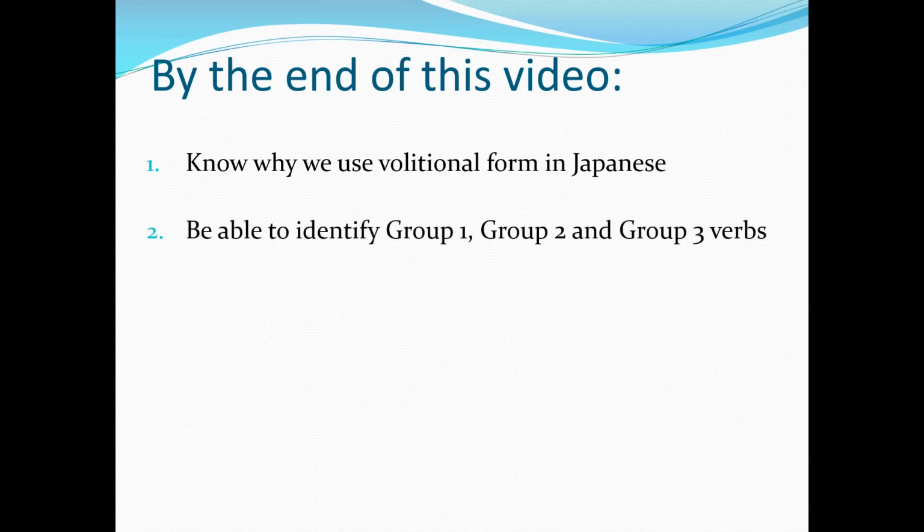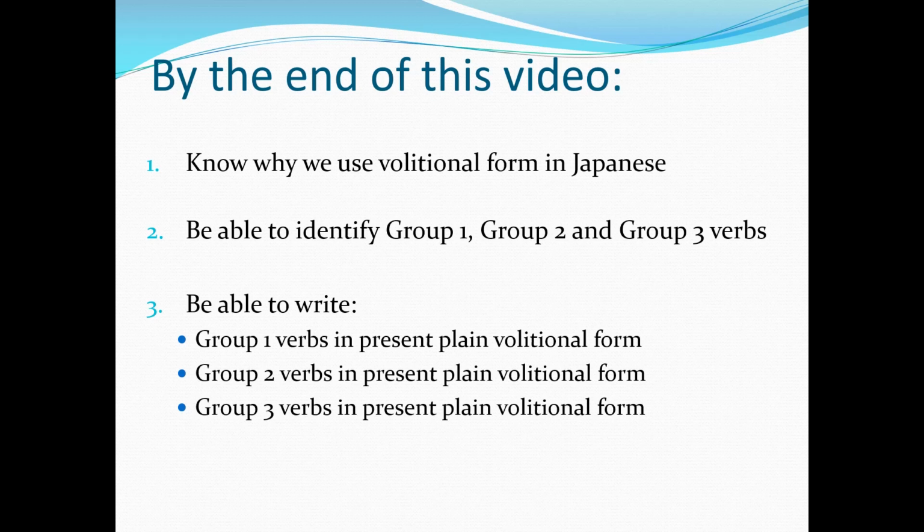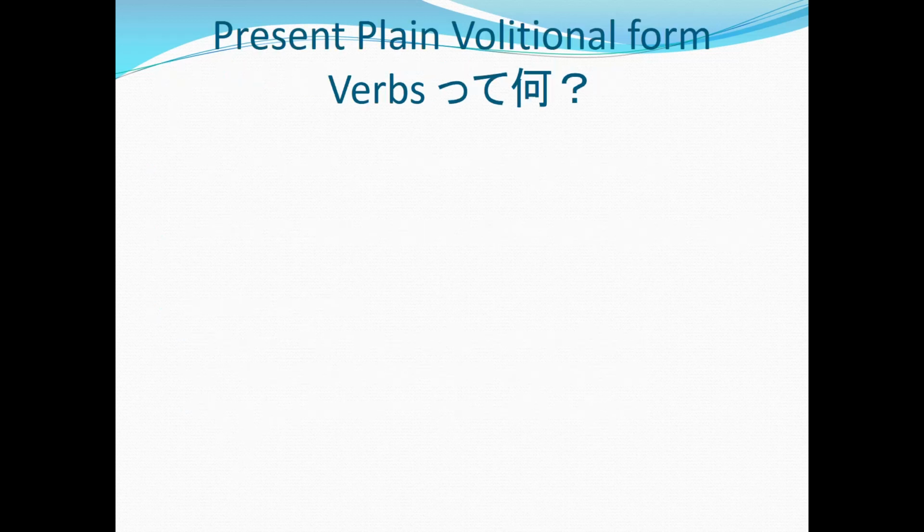So, by the end of this video, you're going to know why we use volitional form in Japanese, be able to identify group 1, group 2, and group 3 verbs if you don't know already, and be able to write group 1, group 2, and group 3 verbs in present plain volitional form. Super important. So, first of all, なんでしょう?